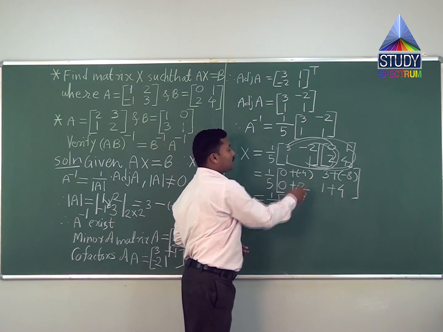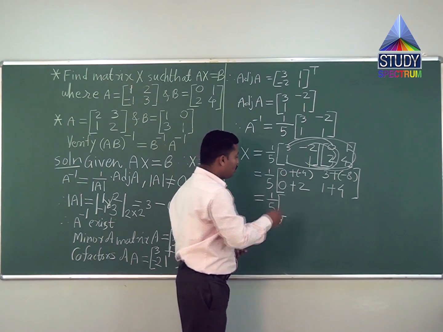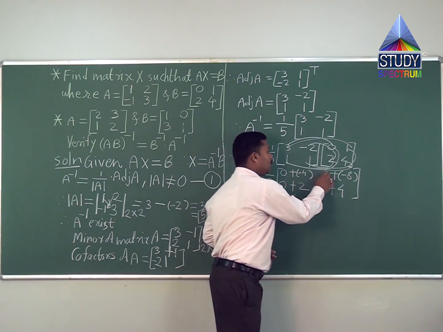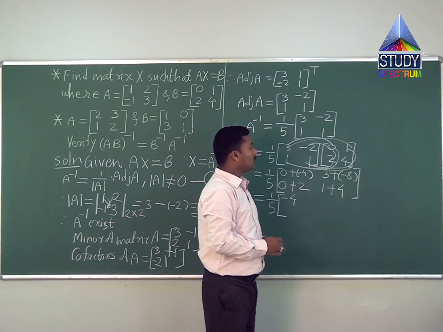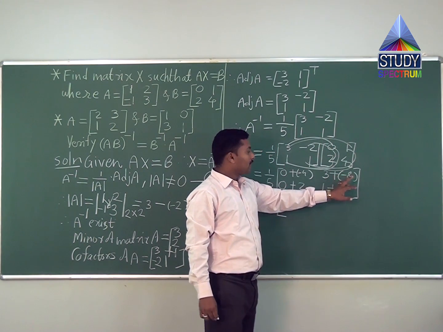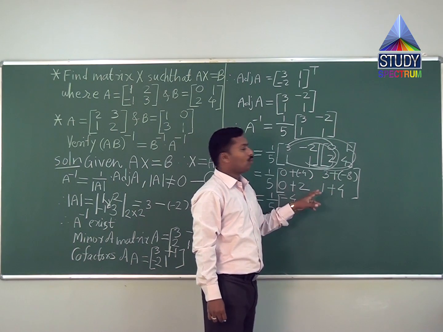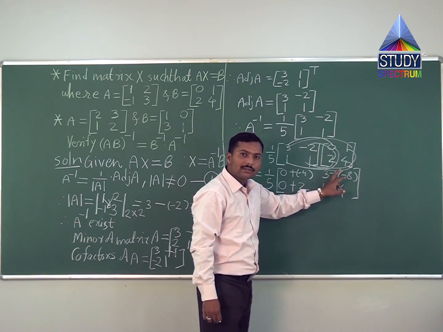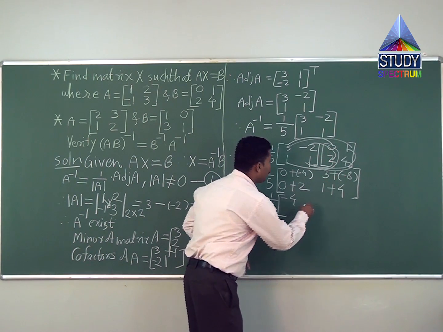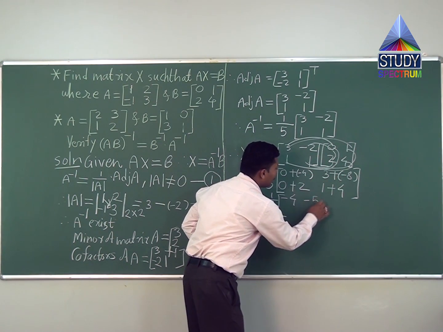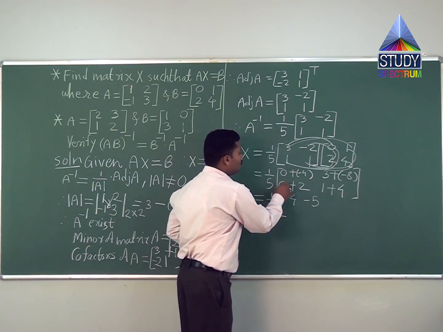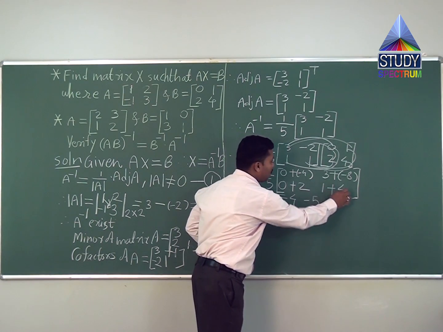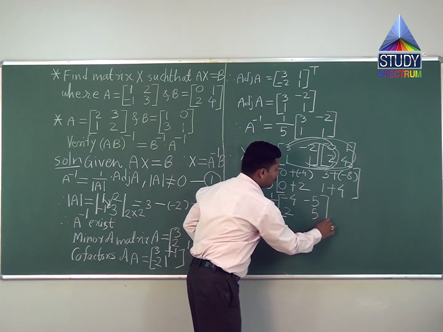0 plus minus 4 means 0 minus 4, which is minus 4. 3 minus 8, what? 3 minus 8 means make the subtraction of 8 and 3. So the value is 5, and give the sign of the largest number, which is minus. So 3 minus 8 is minus 5. 0 plus 2, 2, and 1 plus 4, 5.